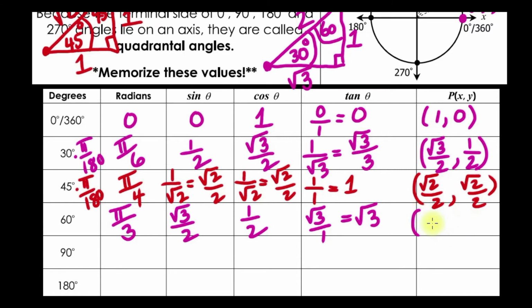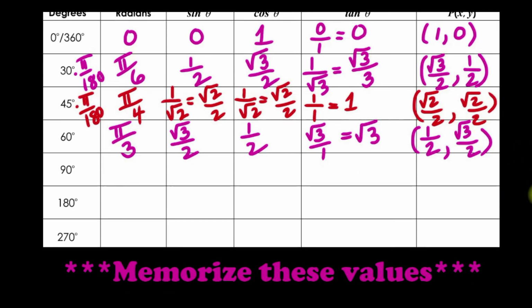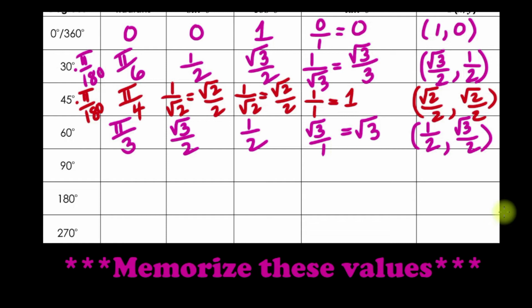So the point here is going to be cosine of 60, that's 1/2, and then sine of 60, that's root 3 over 2. Okay, so your point P is at 1/2, root 3 over 2. Okay, so 90 degrees. What is 90 degrees in terms of radians? Well, if you multiply by pi over 180, you're going to get pi over 2. Okay, so this is an easy one because it's right on the axis.